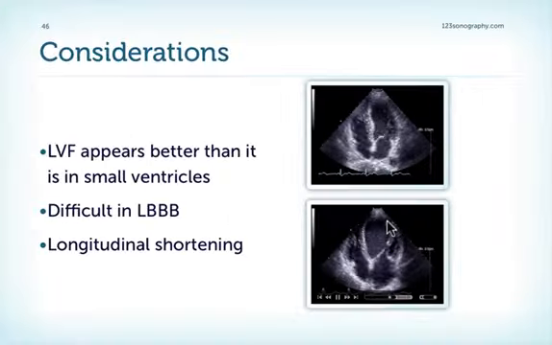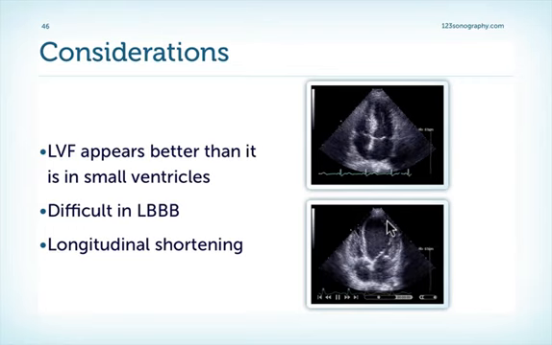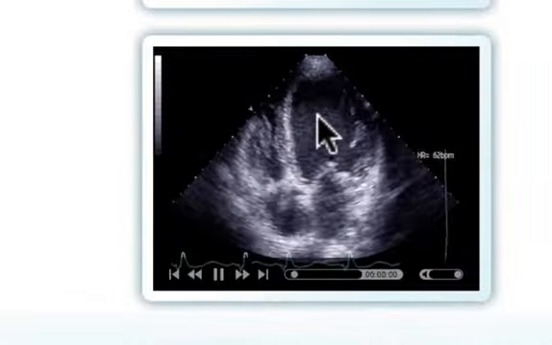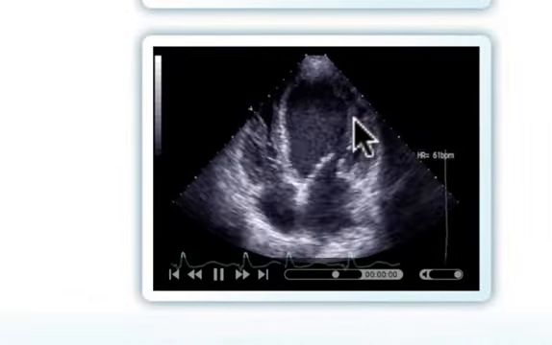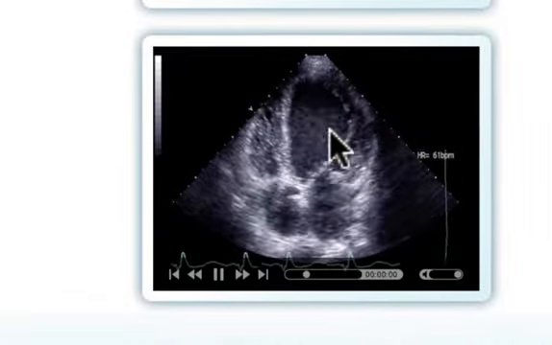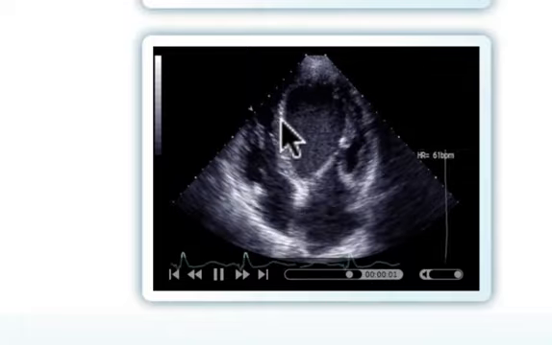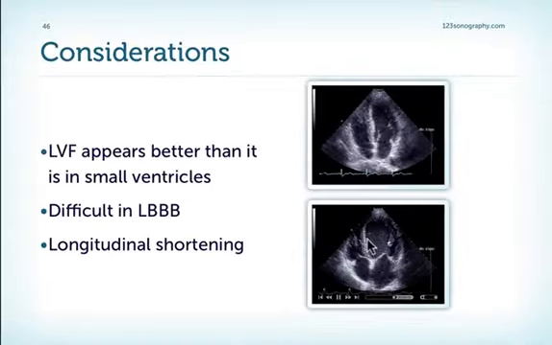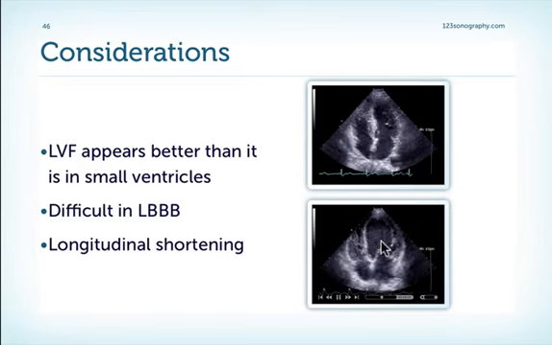Another pitfall, patients with left bundle branch block appear to have a poorer left ventricular function than they actually have, simply because contractility is desynchronous. And one other thing to keep in mind, always also look at longitudinal contraction. In other words, in contraction not only in the radial direction towards the middle of the ventricle, but from apex to base.